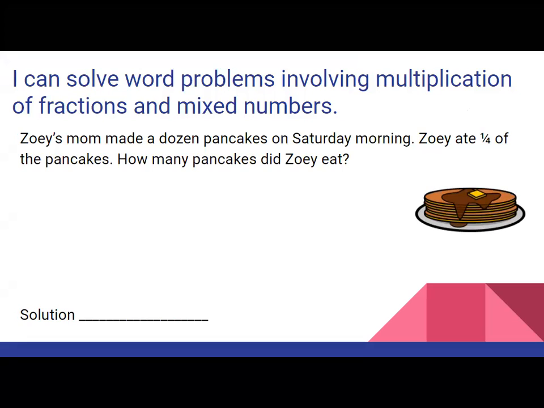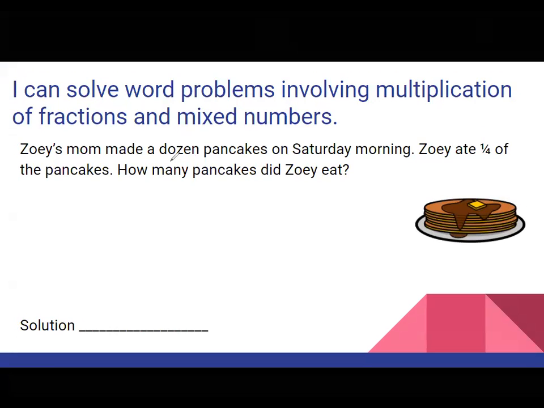So our first problem: Zoe's mom made a dozen pancakes on Saturday morning. Zoe ate 1/4 of the pancakes. How many pancakes did Zoe eat? Well, the first thing we need to figure out is how many is a dozen pancakes? We should know that a dozen is 12. So mom made 12 of them and Zoe ate 1/4 of that amount.